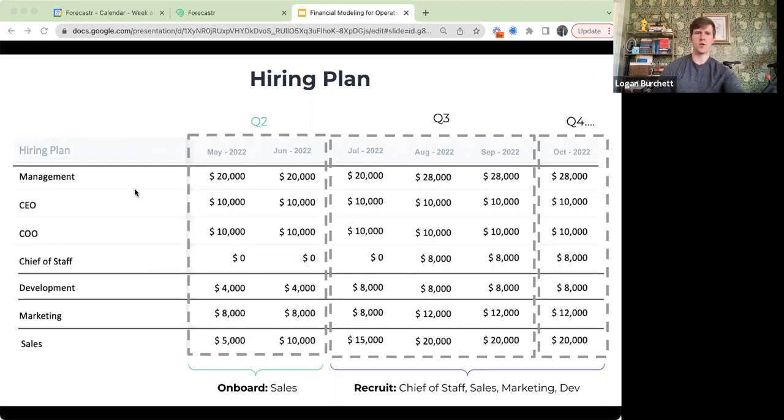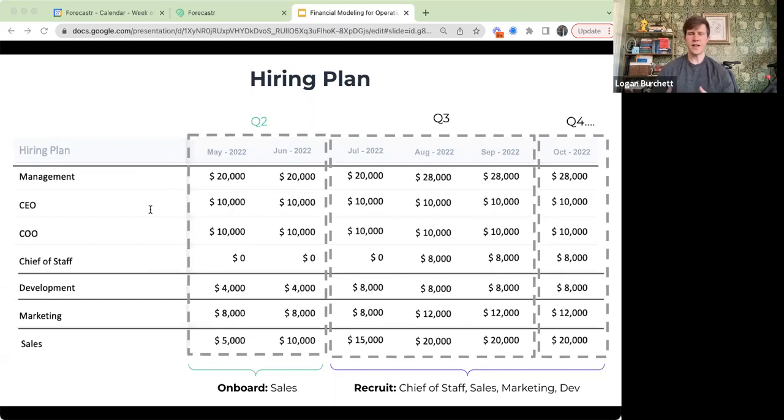So in your model, you're going to want to do this for all spending categories like rent, marketing, sales, commissions, whatever it is. But in this case, we're just going to be focusing on the hiring plan. So you can get a sense of the things that you need to do, even by just looking at a hiring plan. Here we're expecting to increase the CEO salary in August, as well as hire a chief of staff and some sales and marketing folks.